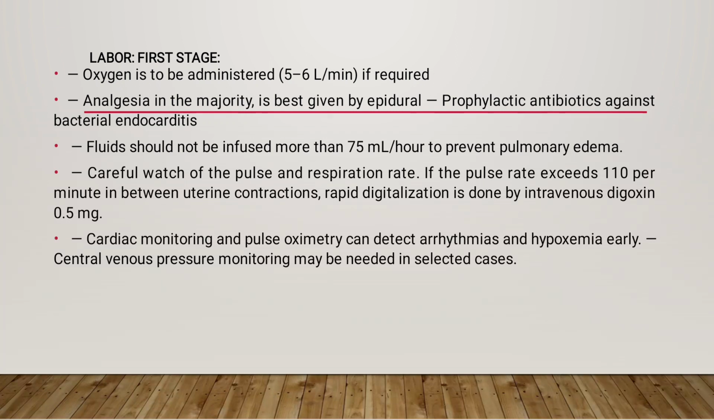If the pulse rate exceeds 110 per minute in between uterine contractions, rapid digitalization is done by intravenous digoxin, that is 0.5 mg. Then cardiac monitoring and pulse oximetry can detect arrhythmias and hypoxemia early. Central venous catheter monitoring may be needed in selected cases.